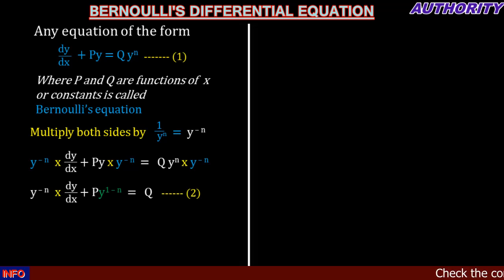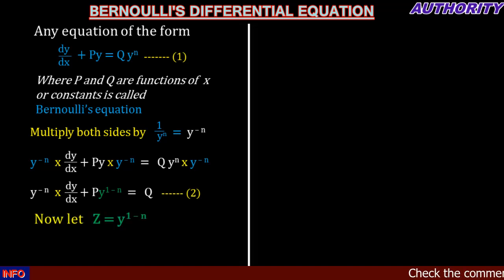All right, good. So when we multiply, we see that we are going to have y raised to power minus n dy/dx plus Py raised to power 1 minus n. When we say y times y raised to power minus n, this ordinary y is y raised to power 1. And then since in the law of indices we have the same base, we just add their exponents. So that means we have 1 minus n. Then we have equal to Q. Now let's call this equation 2. Please pay attention step by step as we go.